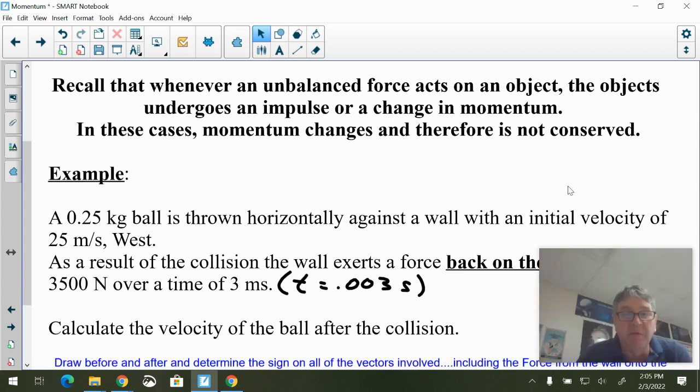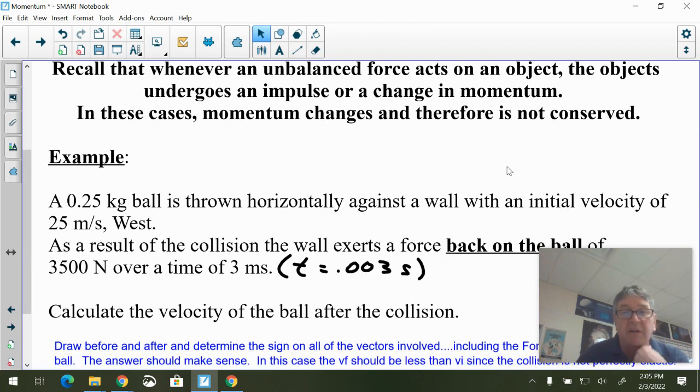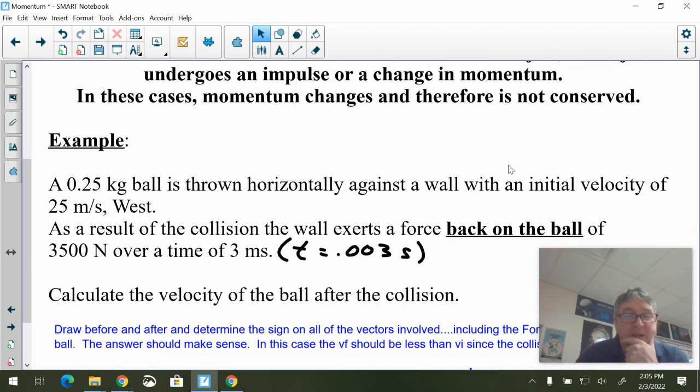Again, we have to be careful with these problems. The one thing I mentioned before is that you have to be really careful with direction. Momentum is a vector quantity. If you don't treat it like that on these problems, you're going to get the problem wrong. So here's the question. Take a minute to pause the video and jot this down. You want to have a good example in your notebook.